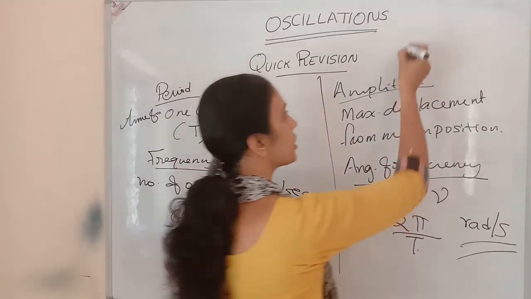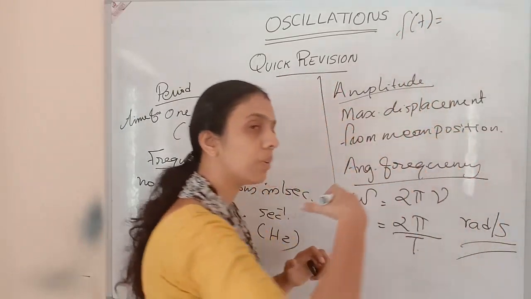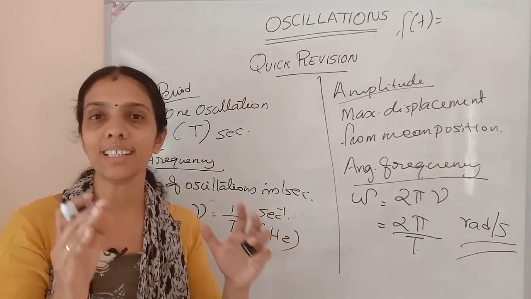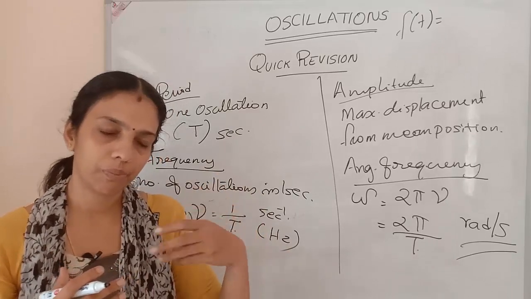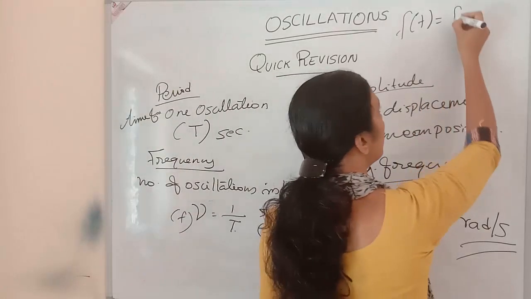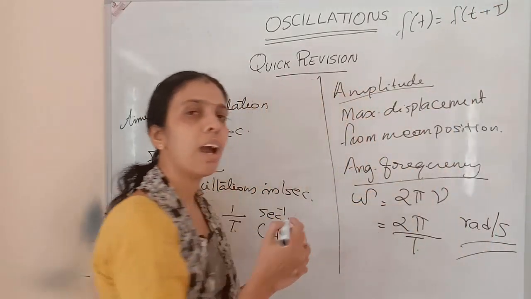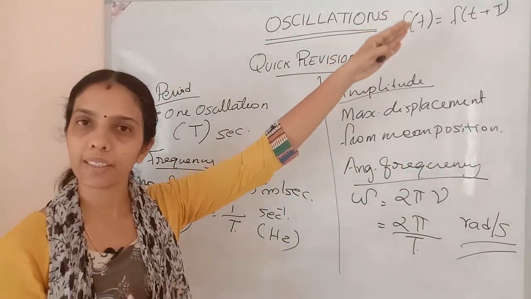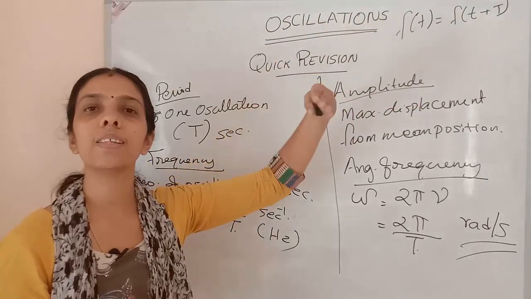Suppose a function f of t repeats after a particular interval of time. Suppose capital T is the time period in which the function is repeating. So f of t will be equal to f of t plus capital T. Capital T is the interval of time, and in that time interval the function is repeating.